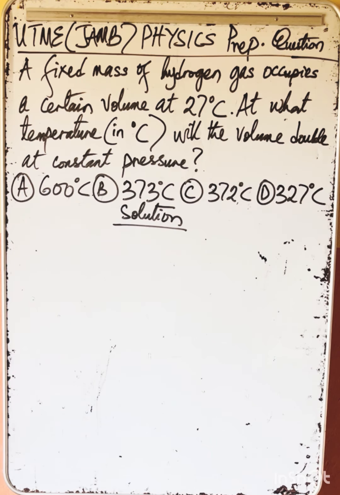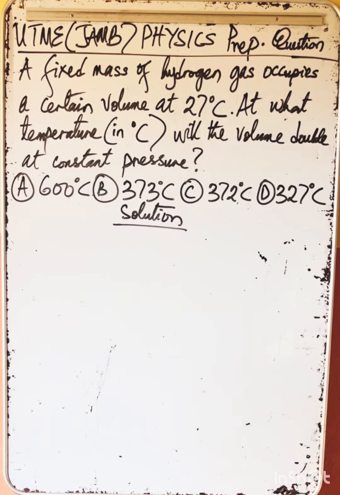Hello, wonderful viewers. We have quite an interesting question for you to aid you in your UTME JAMB preparation in physics, and it goes as follows. A fixed mass of hydrogen gas occupies a certain volume at 27 degrees Celsius. At what temperature in degrees Celsius will the volume double at constant pressure? It's quite an interesting one.